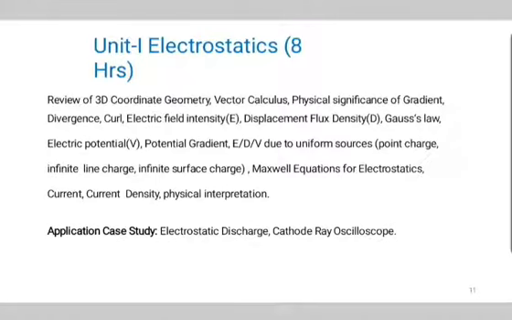So, the first unit consists of points like review of 3D coordinate geometry, vector calculus, physical significance of gradient, divergence, curl, electric field intensity, displacement flux density, Gauss's law, electric potential, potential gradient, electric field due to uniform sources, point charge, infinite line charge, infinite surface charge, Maxwell's equations, current density, physical interpretation. So these are the points which we have to cover in the first topic.